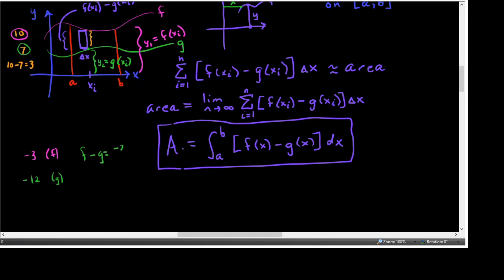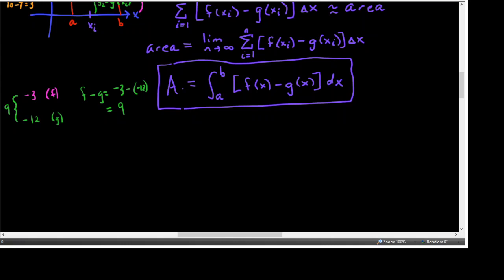Well, that would be -3 minus -12. And of course, subtraction of a negative makes that addition. So -3 plus 12 is 9. Yes, that finds the distance between them, and that distance is 9. And so this formula does not have to have functions f and g that are non-negative. The area between two curves, whether it's positive or negative, below or above the x-axis, this formula works for all of them, even if one's positive and one's negative.